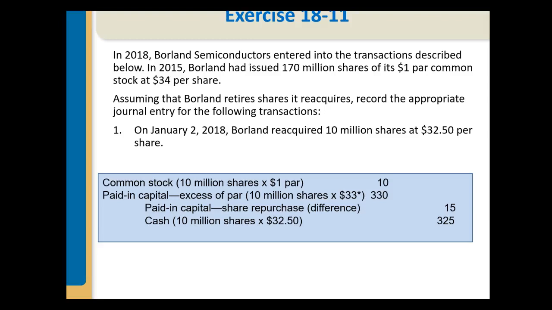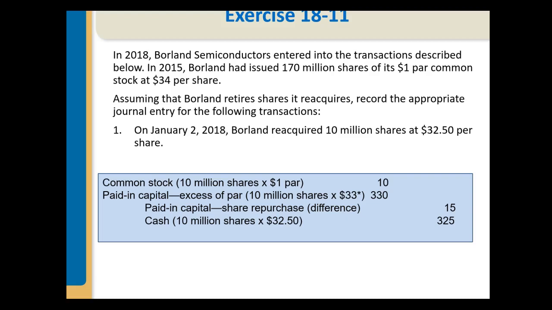We're going to look now at exercise 18-11. In 2018, Borland Semiconductors entered into the following transactions. In 2015, Borland had issued 170 million shares of its $1 par common stock at $34 per share. Assuming that Borland retires shares it reacquires, record the appropriate journal entry for the following transactions.